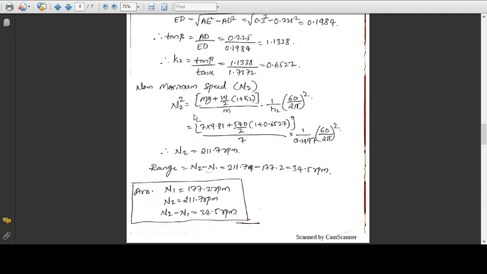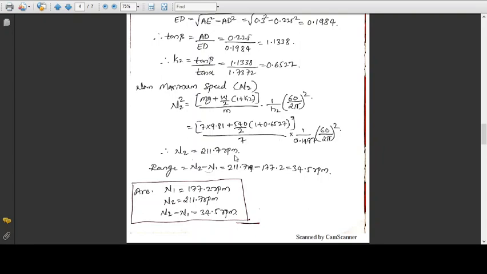So the only difference is, in the place of k1 you need to substitute k2, and in place of h1 you need to substitute h2. Okay, after substitution of these terms, you will get n2 as 211.7 rpm, that is 211.7 rpm.